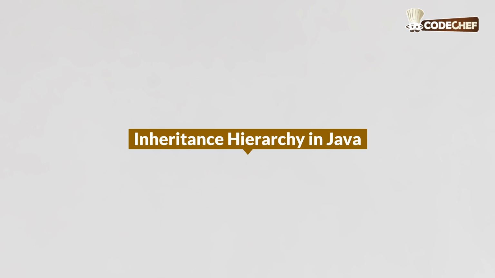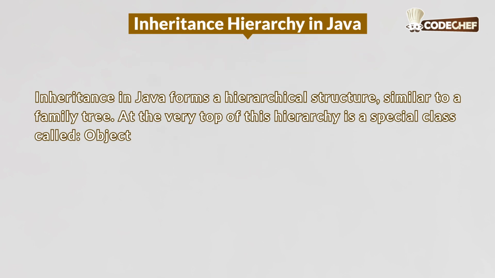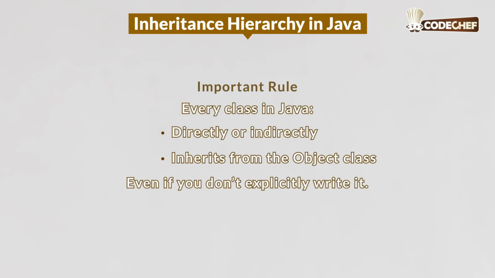Inheritance hierarchy in Java. Inheritance in Java forms a hierarchical structure similar to a family tree. At the very top of this hierarchy is a special class called Object. It belongs to the package java.lang. An important rule to remember is every class in Java directly or indirectly inherits from the Object class, even if you don't explicitly write it.